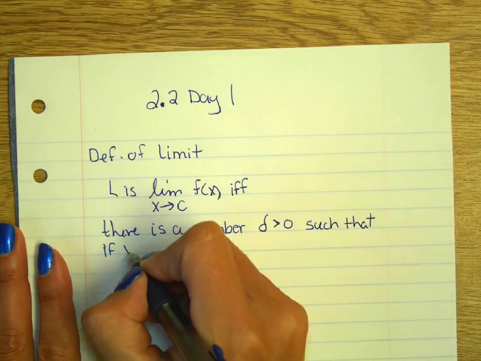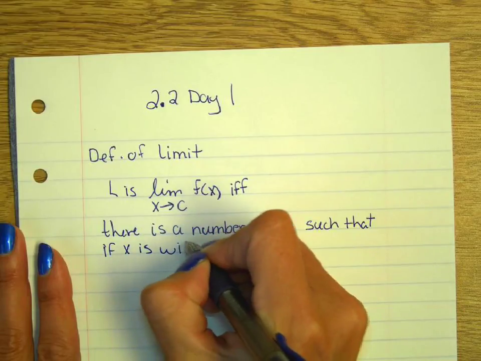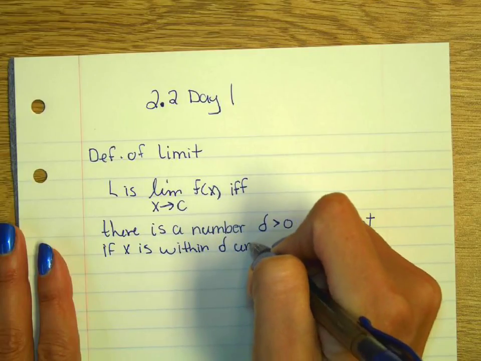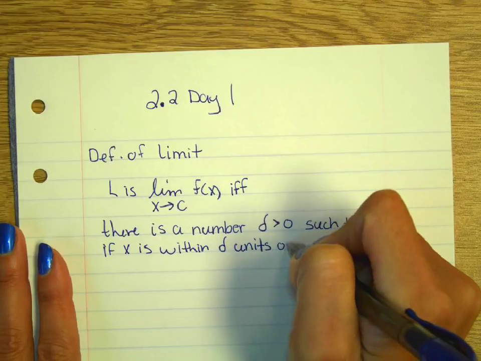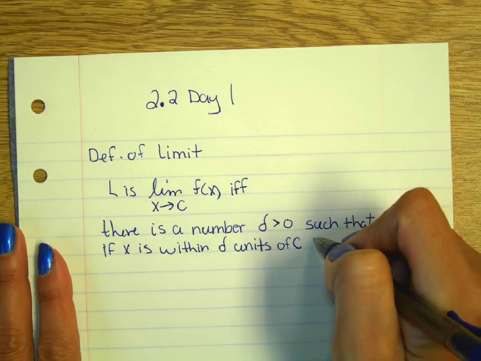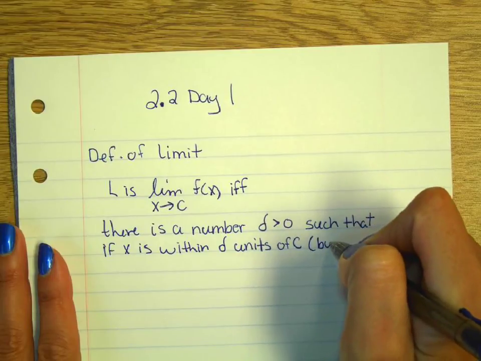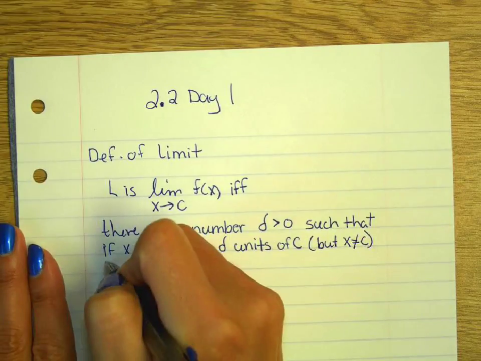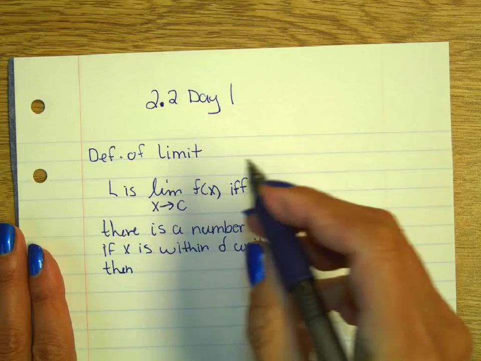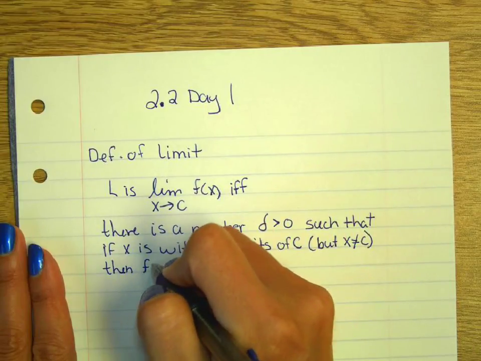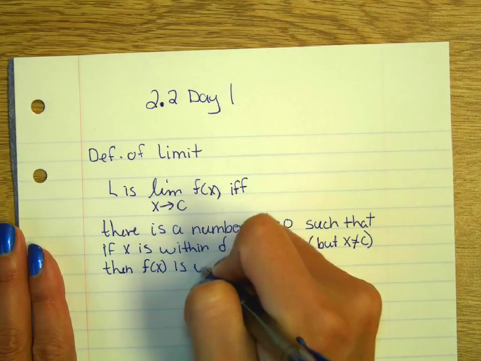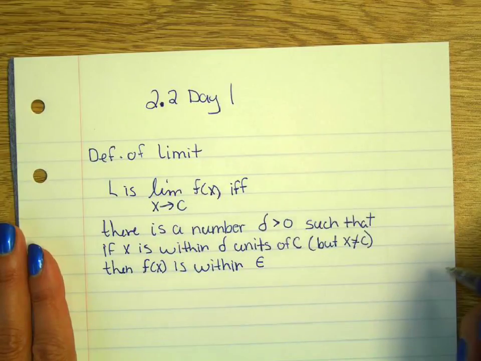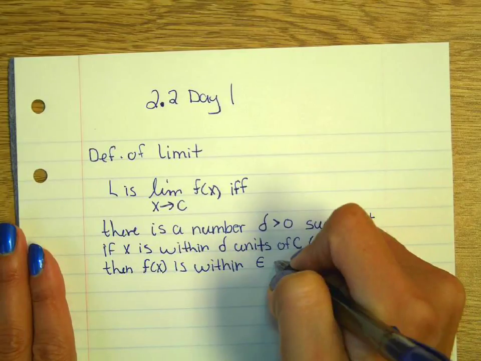if x is within delta units of c, but x doesn't equal c, then f of x is within epsilon, there's the Greek letter epsilon, units of L.